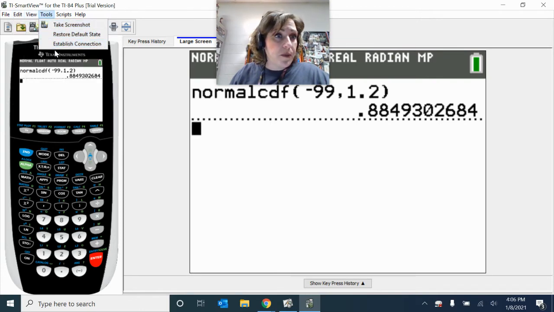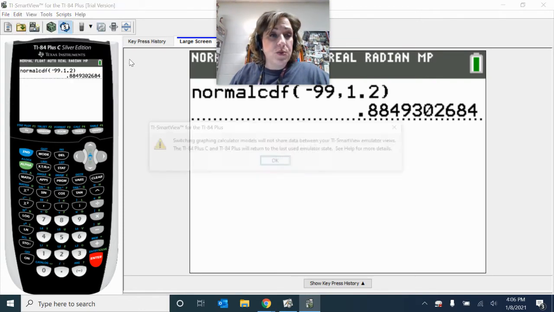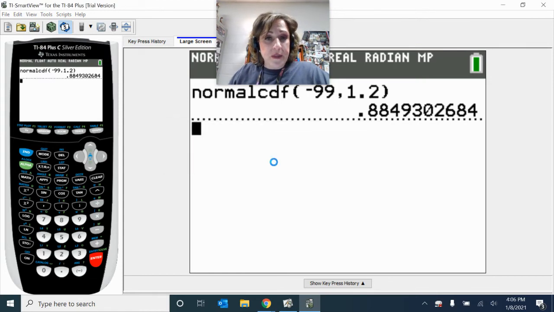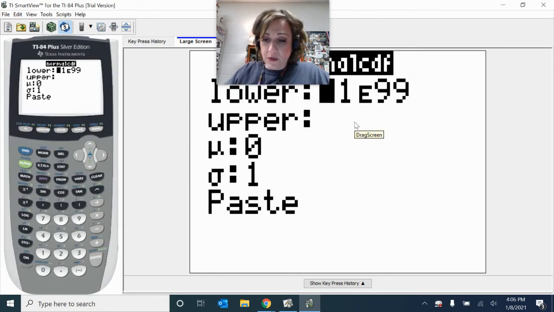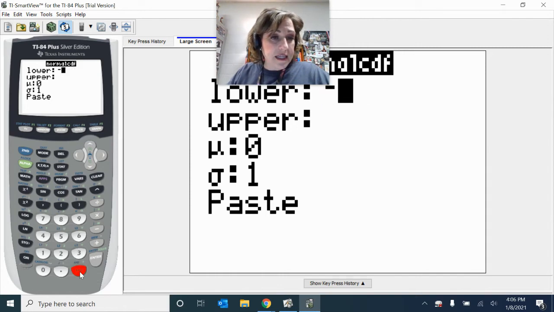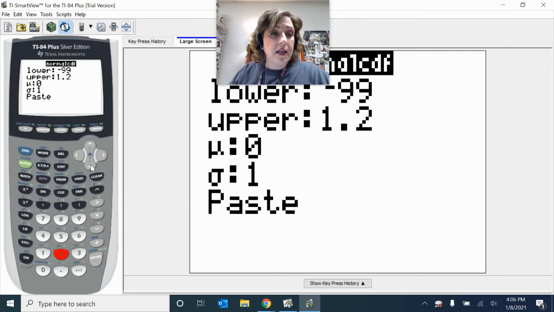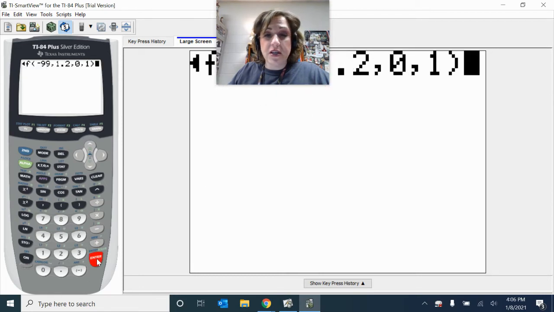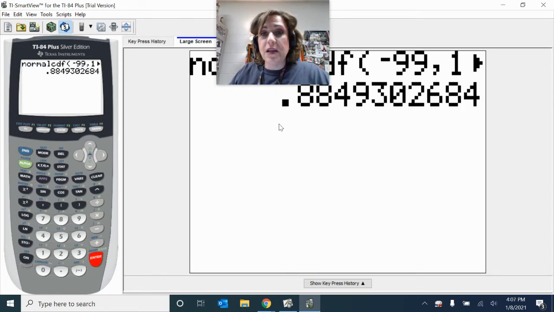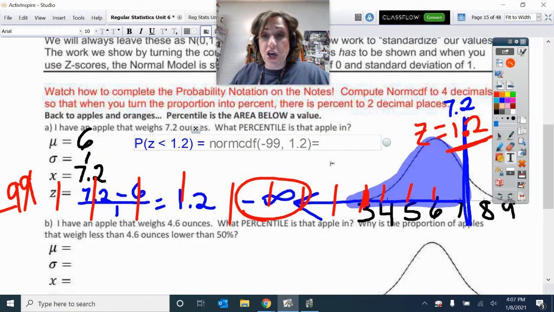Now, if you had the other calculator that has the menu, let me look at that real quick. If you were one of the people who has this one right here, then I'm going to go negative 99, negative 99, up to 1.2 as the upper value. Leave this 0. Leave this 1. Then hit enter and paste it. And look, there it is, 0.8849.